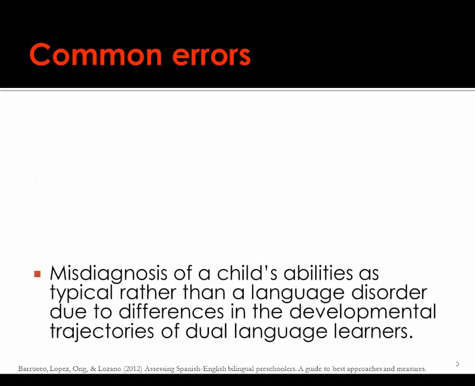The other side of the coin of misdiagnosis is underdiagnosis, when we identify a child as being typical, but actually the child has a language disorder, but we think that the deficits the child is showing are due to the typical trajectory of a dual language learner. So we can make those two types of errors. Basically, our assessment procedure has three results: appropriate diagnosis or misdiagnosis that may be an overdiagnosis or underdiagnosis.